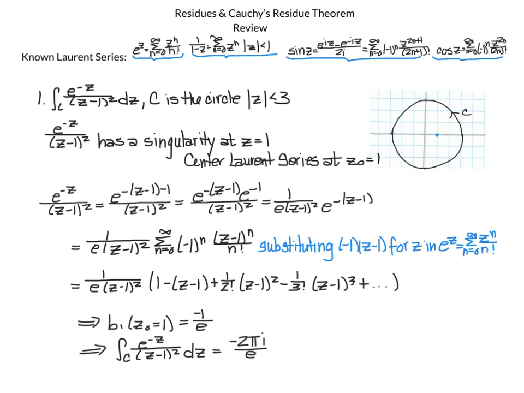and I'm looking for where I'm going to have my b1, which is the coefficient in front of the 1 over z minus 1 term. And that would be, let's see, when I multiply this, I still have my minus 2 as my exponent. Here is where I'm going to get my minus 1 exponent. So my b1, my residue, is the coefficient minus 1 over e, which means my closed curve integral is equal to my minus 1 over e times 2 pi i, and this is my final answer.